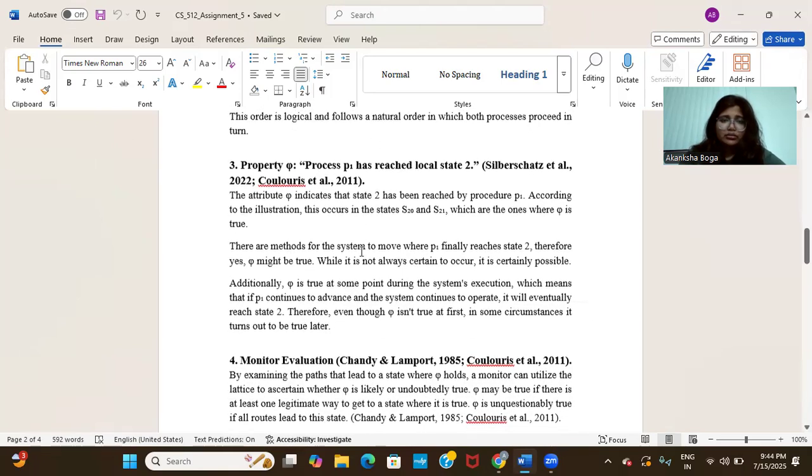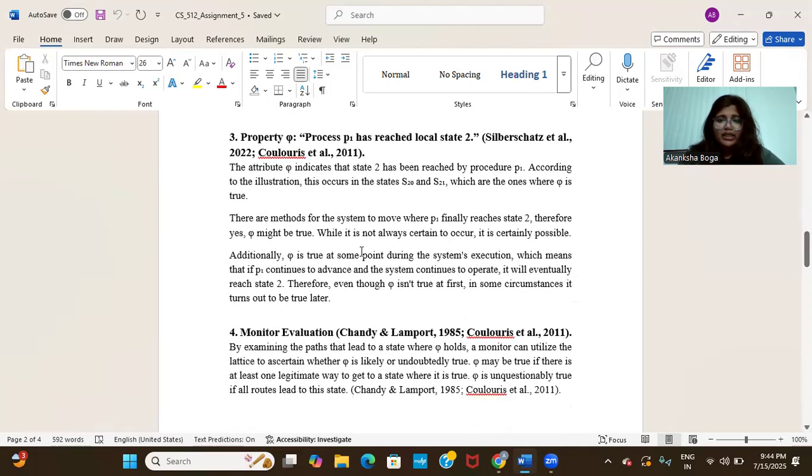Next, coming to the third one, which is the property. Here we see P1 has reached state 2. Now we check a special condition, this attribute. This attribute is just a question: has computer P1 done step 2?